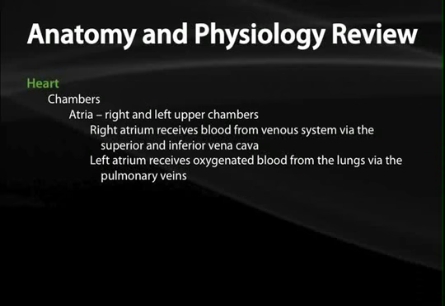Your heart chambers include the atria, and that is your right and your left upper chambers. The right atrium receives blood from the venous system via the superior and inferior vena cava, and the left atrium receives the oxygenated blood from the lungs via the pulmonary veins.